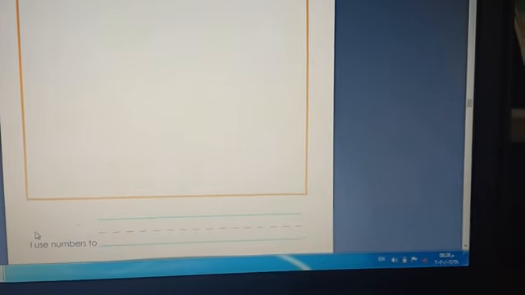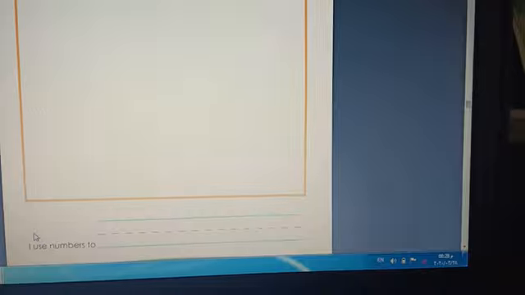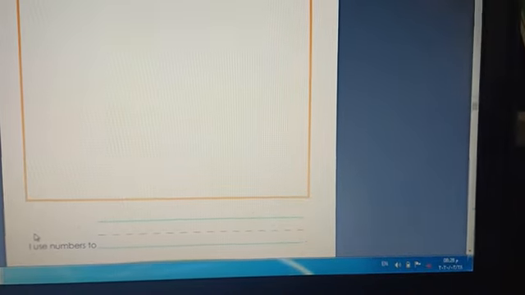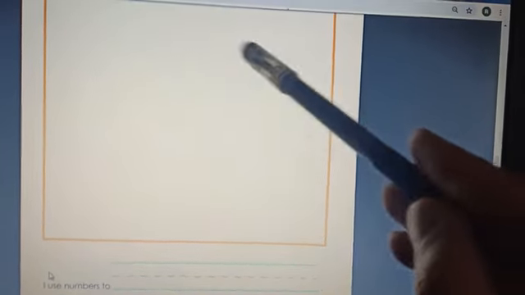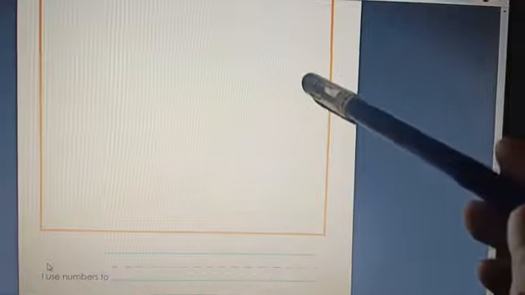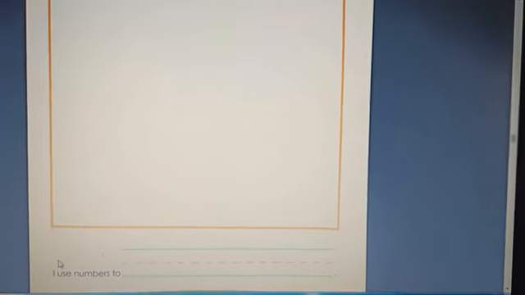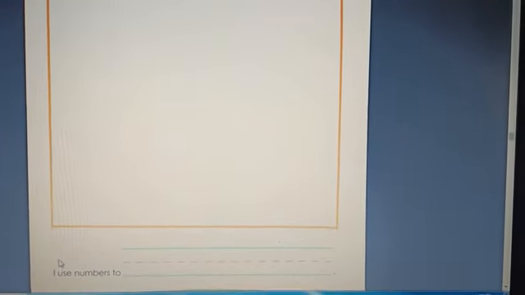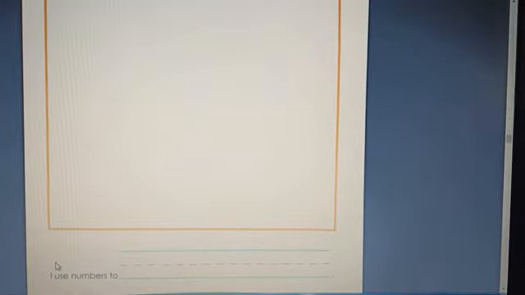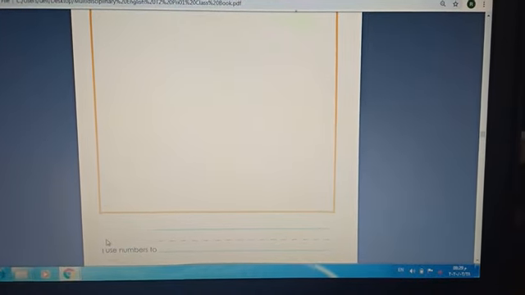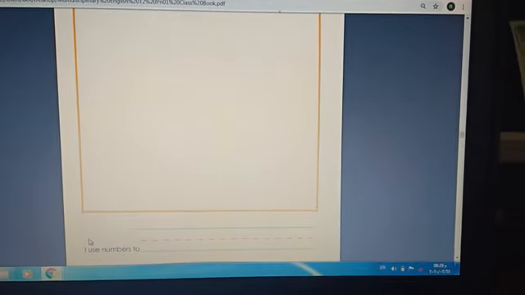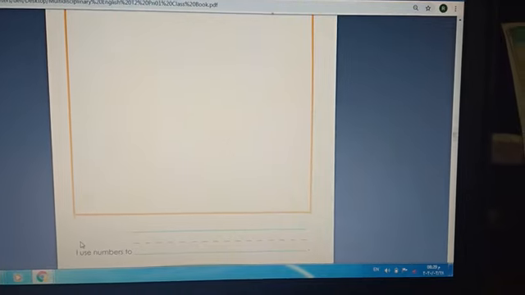I use numbers to tell me telephone numbers. I will draw a mobile phone. I use numbers to tell me the price. I will draw a t-shirt and a tag with the price. Think of any useful information numbers give you and draw a picture about it here. You have learned that numbers give us useful information and we use it in our daily life. Thank you so much.